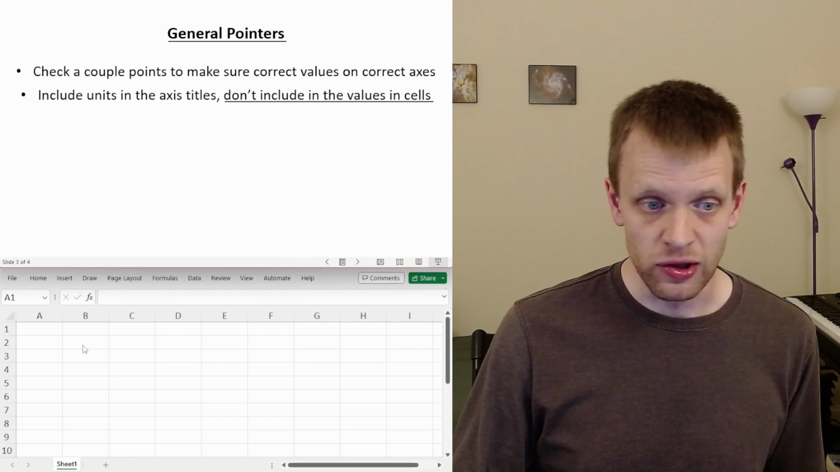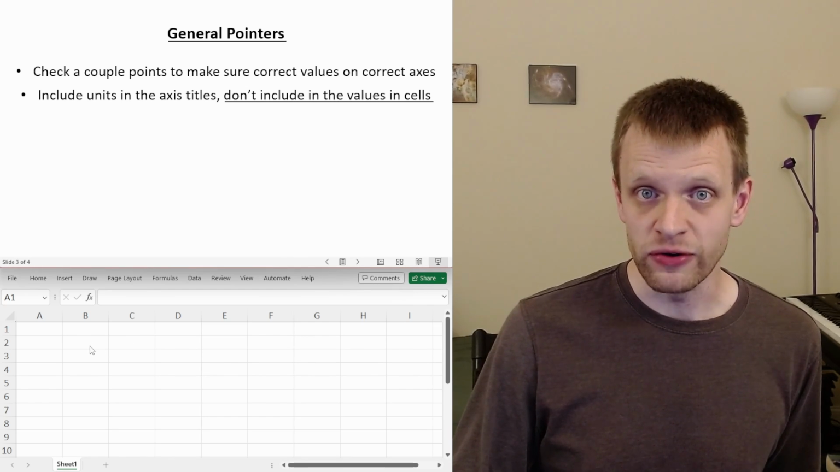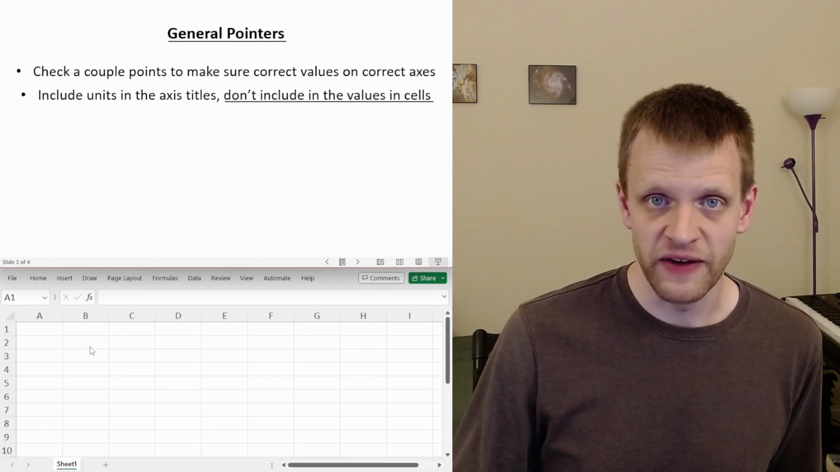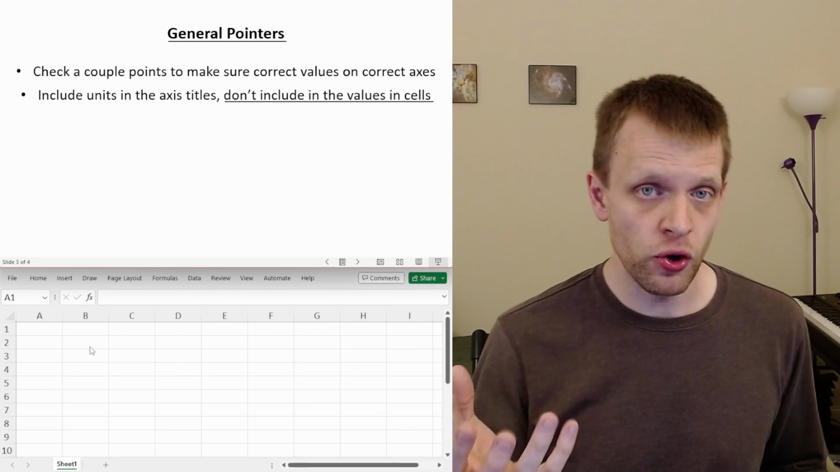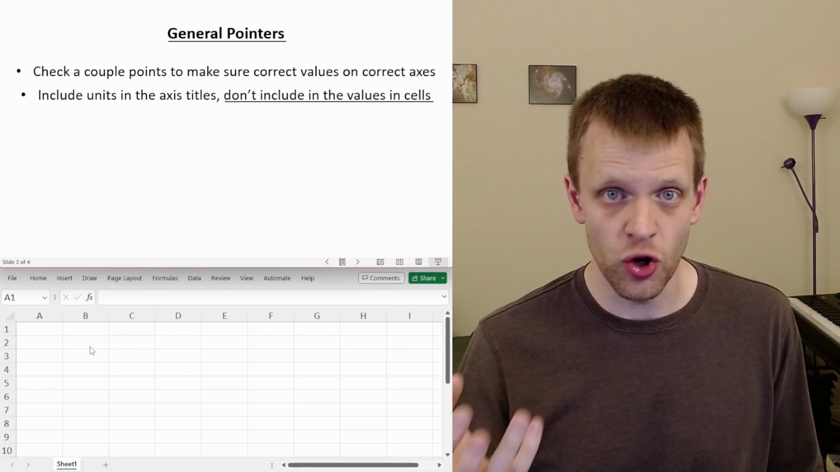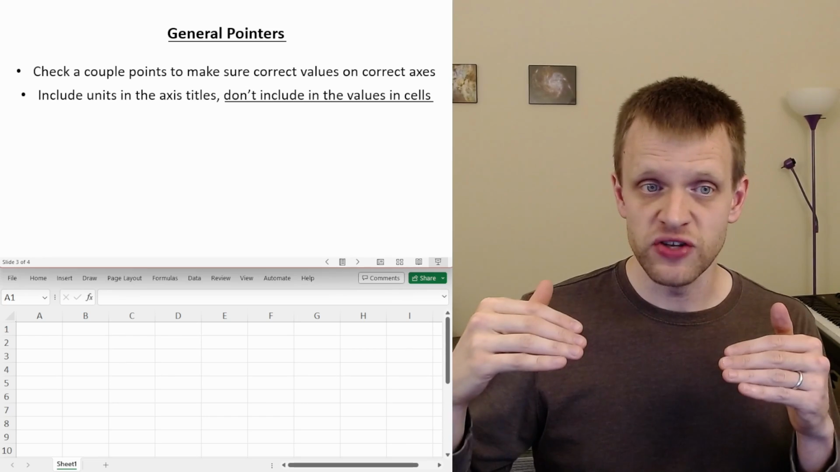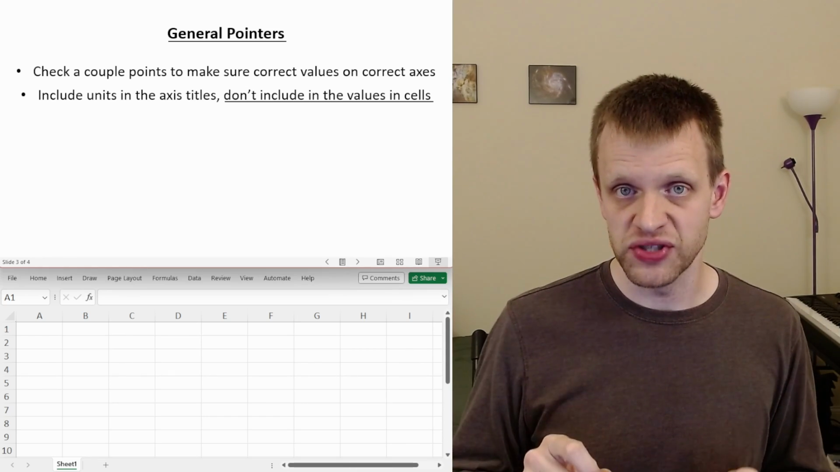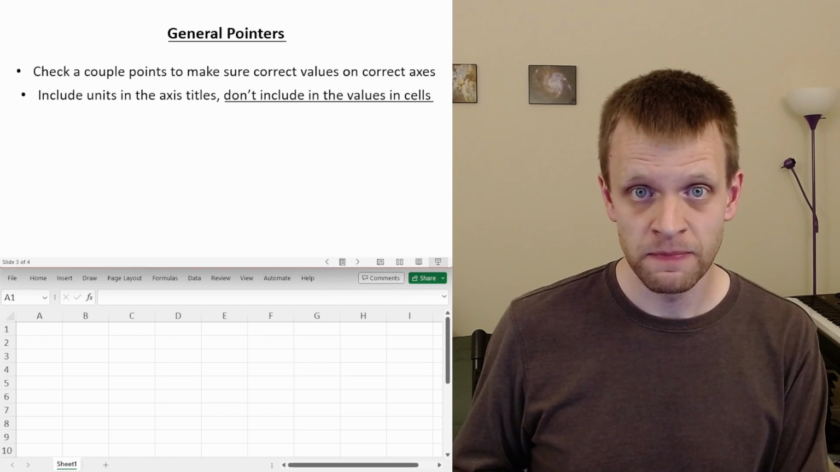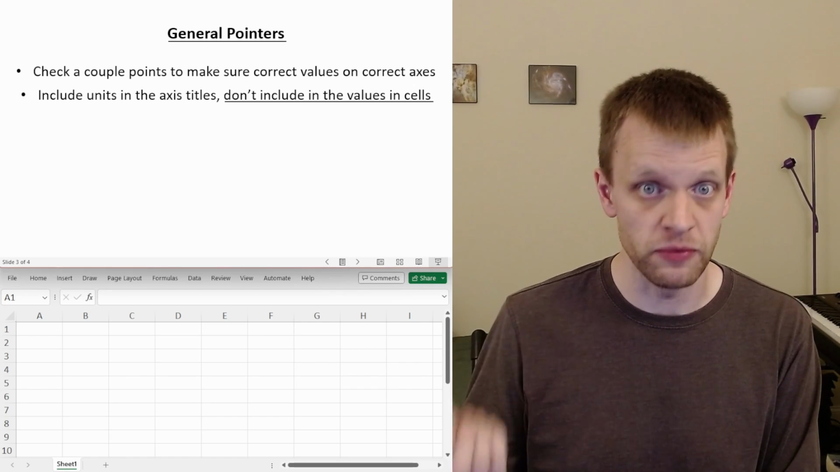Because in a lot of graphing programs, if you try to put, oh, this is a distance in meters, so you put a numerical value with an M for meters, well, in most programs, the computer is not going to know how to interpret those units. So just leave the units in the axis titles and just have the numerical values themselves in the individual cells. Sometimes the program won't even graph the data if it involves some of those letters.